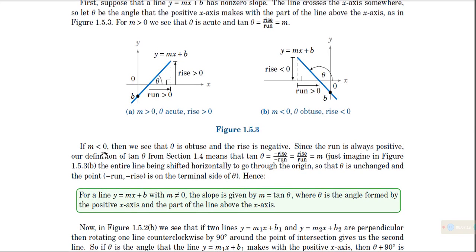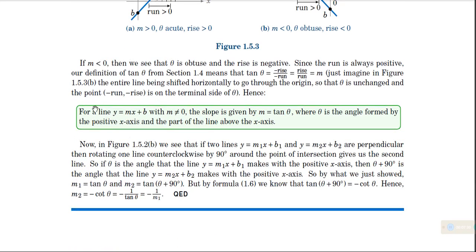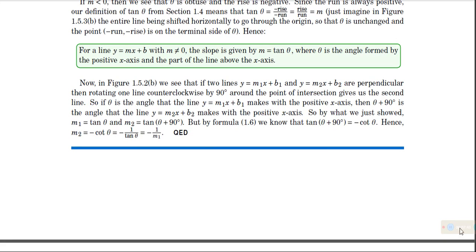So if m is less than 0, then we see that theta is obtuse and the rise is negative. Since the run is always positive, our definition of tangent theta from section 1.4 means that the tangent is equal to negative rise over negative run, which is the positive m. So, here is the definition. For a line y is equal to mx plus b with m not equal to 0, the slope is given by m is equal to tangent theta, where theta is the angle formed by the positive x-axis and the part of the line above the x-axis. Okay, so the proving is just this.